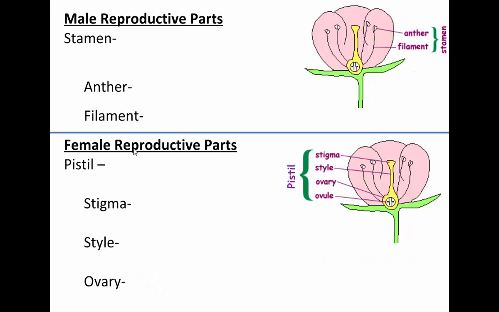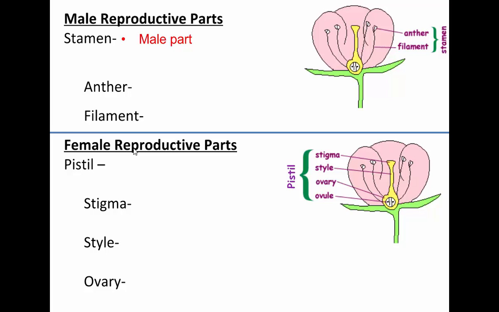So if we look at a flower, we've all looked at a flower before, but maybe never really took notice of the parts within it. A flower will often contain male reproductive structures and/or female reproductive structures. The male reproductive parts are called the stamen. They're these things. And the two parts of the stamen are called the anther and the filament.